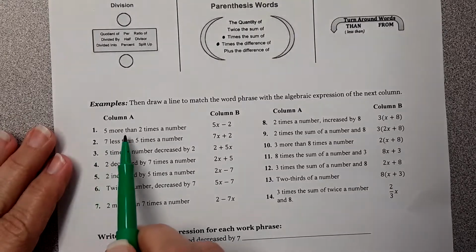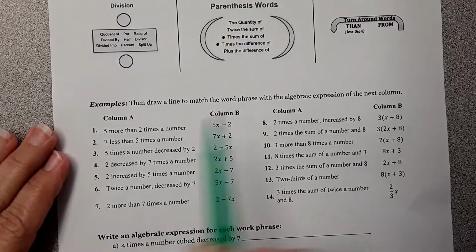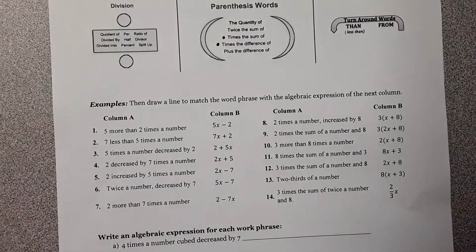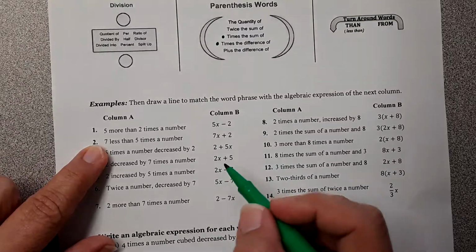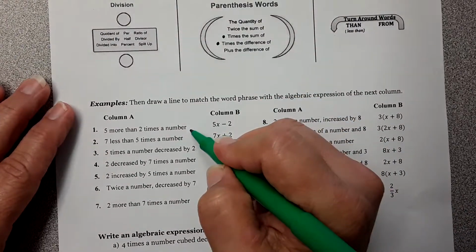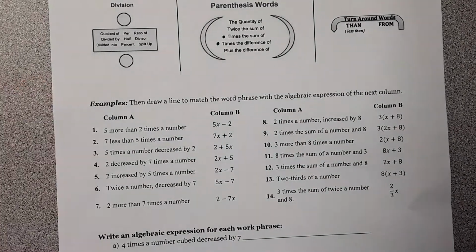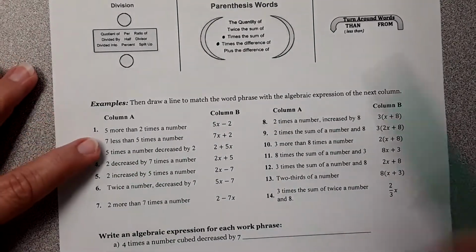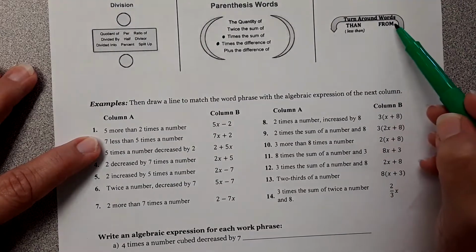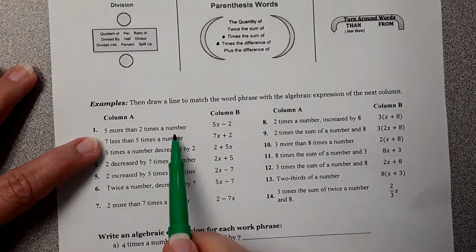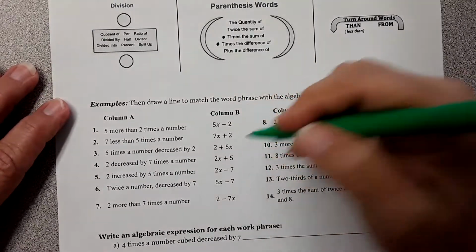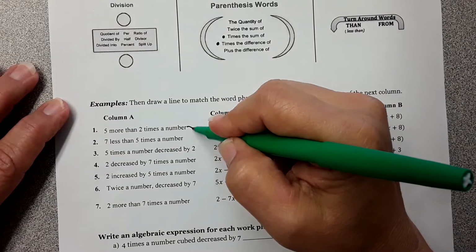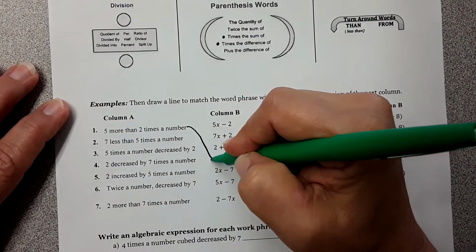Okay. 5 more than 2 times a number. So remember when you see than, 5 more than, more than means addition. It says 5 more than 2 times the number. Do you remember where it says turn around the words? That means you're going to do 2 times the number plus 5. Whenever you see more than, you're going to flip it around. So we are going to do this one right there.